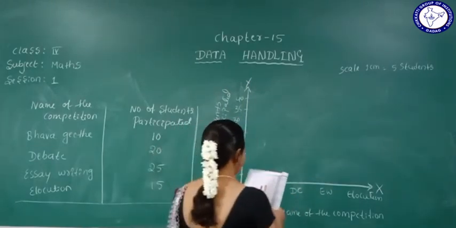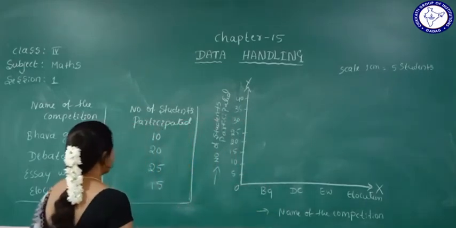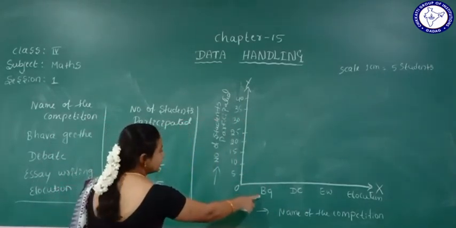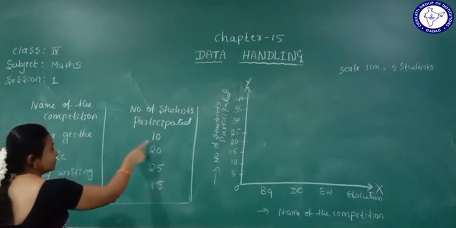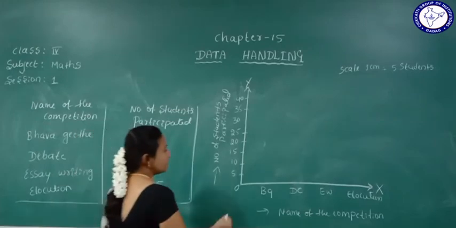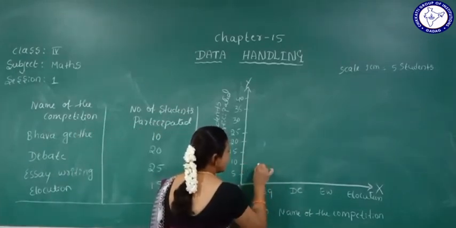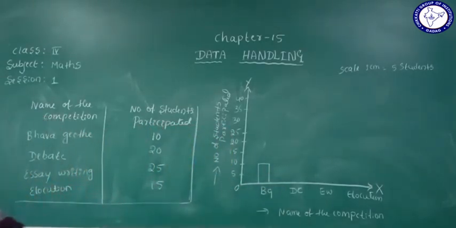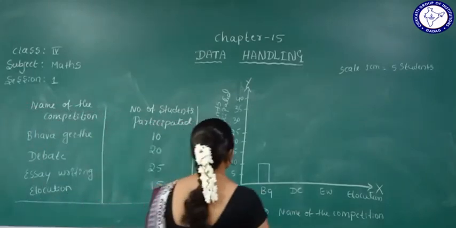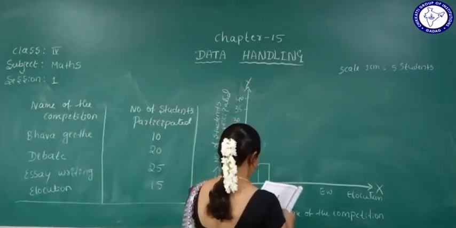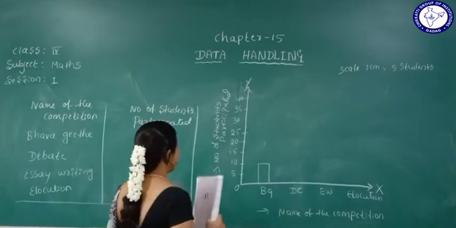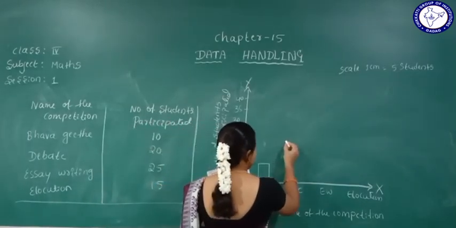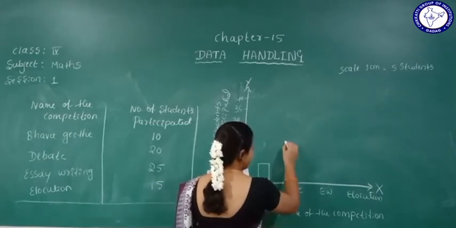Okay, so we'll start to draw the bar graph. The first one is Bhavagite. How many students participated in Bhavagite? Those are 10 members, so we mark 10. Next, the debate competition. How many students participated? 20 students, so we'll draw 20 students.